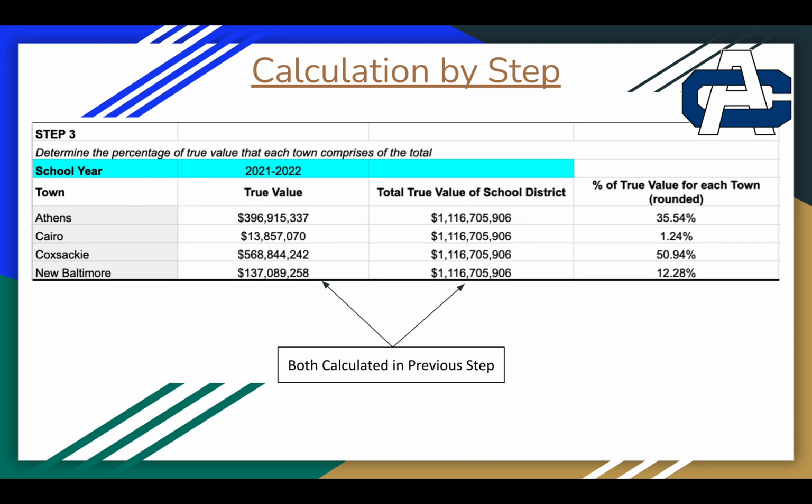In Step 3, we will divide each town's true value into the school district combined true total value. Multiplying by 100, we arrive at the proportion of each total for each town. So in this case here, we will see that the town of Athens makes up 35.54% of the school district's true total value. Caro makes up 1.24%, Coxsackie 50.94%, and New Baltimore 12.28%. Again, this serves as a basis for our next step.